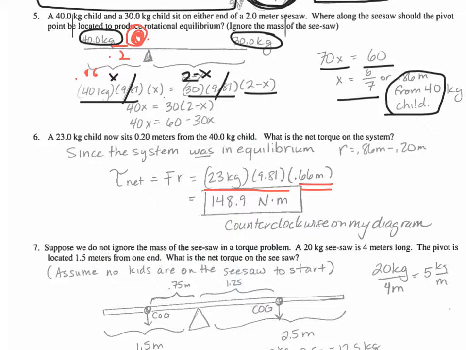So now to find the net torque, again, I'm going to take the weight times the distance, and I get 148.9 Newton meters. And the direction of this, adding this kid on the left side, is going to produce a counterclockwise torque, which is a positive torque on my diagram.